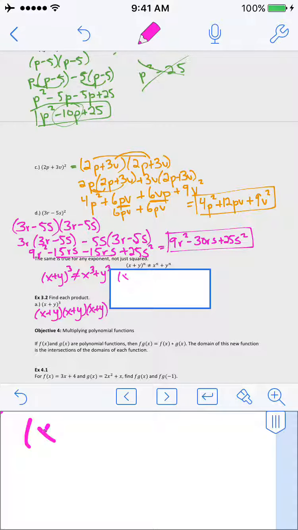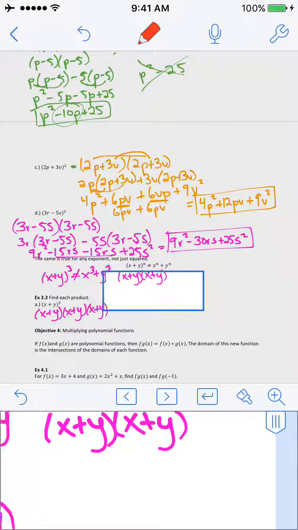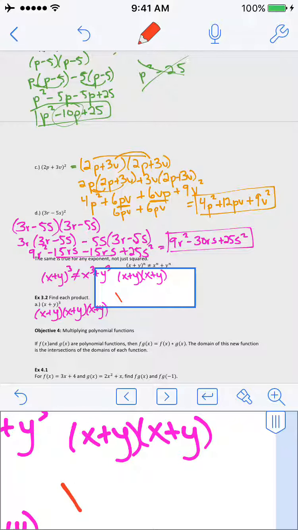We'll start with x plus y times x plus y. Whether I'm doing the first two or the last two is really up to you. It really doesn't matter because they're all the same. I end up getting, let's see, x times x is x squared.